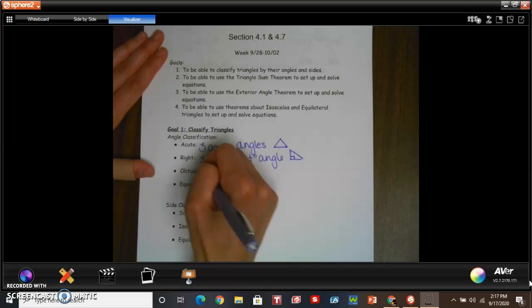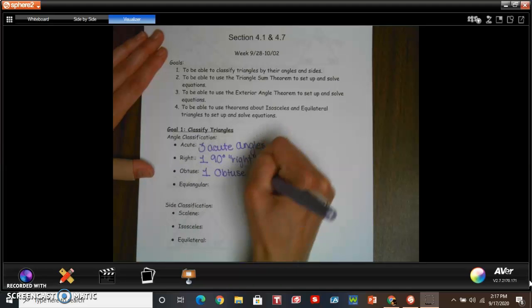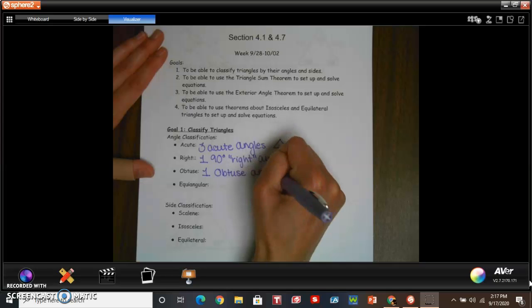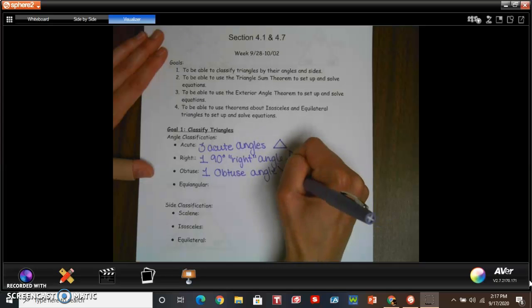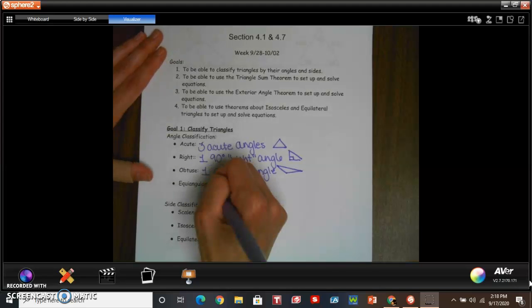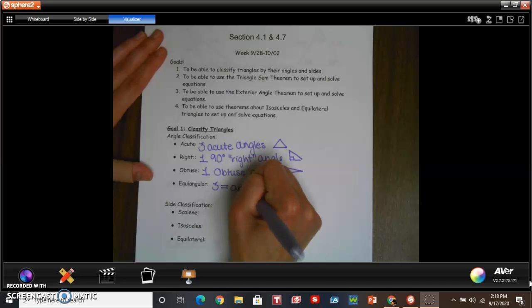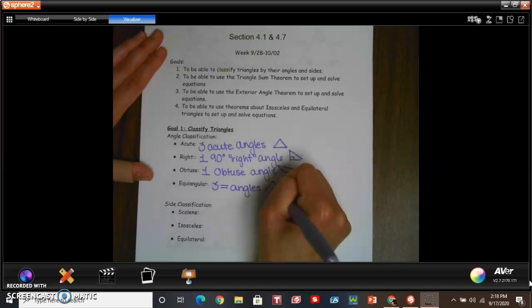An obtuse triangle has one obtuse angle. It usually looks a little something like that. And then equiangular means it has 3 equal angles. So it'll look something like this.